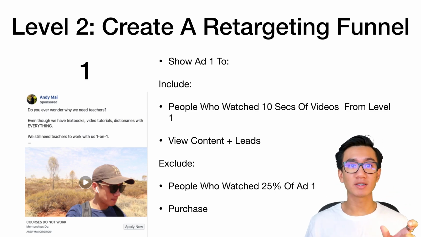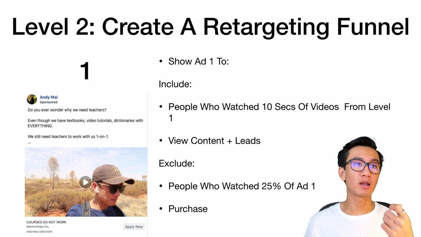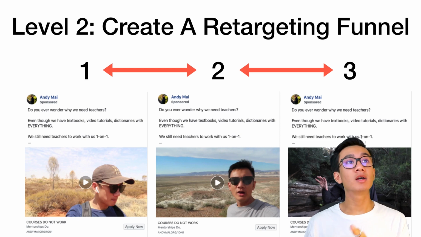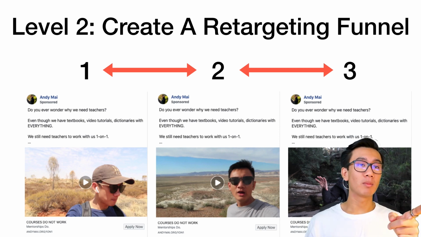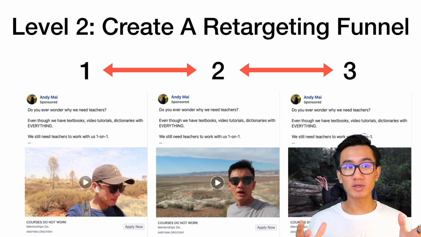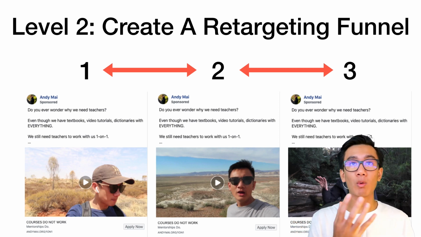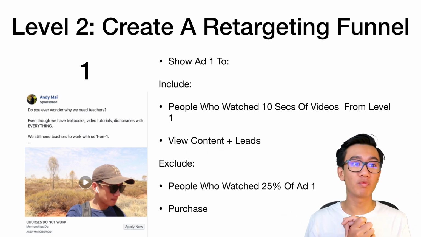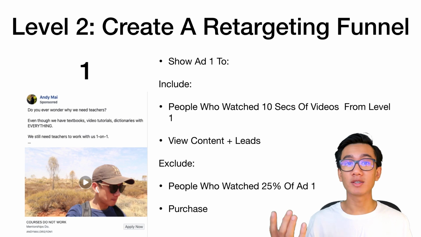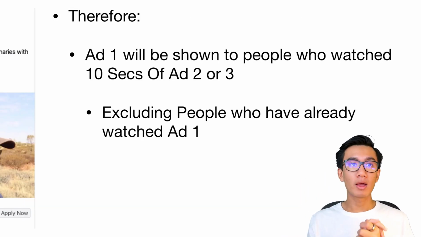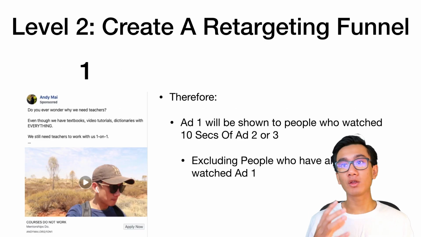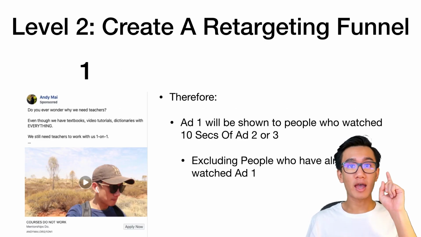And then where the magic happens is I exclude people who watched 25% of ad number 1. That means I only want people who have watched ad 2 or 3 to then be shown ad number 1. Because if they watched ad number 1 more than 25%, I don't want them to see the same ad again. I want them to now see ad 2 and 3. And then also exclude purchases, because I don't want people who've purchased to see my ads again because they no longer need to. So ad number 1 will only be shown to people who watched 10 seconds of ad 2 or 3, excluding people who've already watched ad number 1. And then you want to repeat this process with ad 2 and 3.